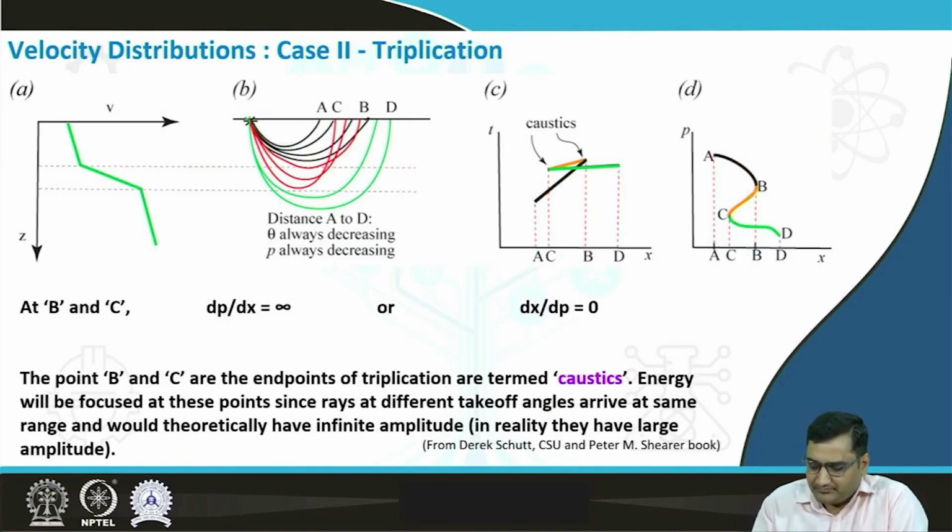So at points B and C, dp by dx will be infinity, or dx by dp will be equal to 0. The points B and C, the end points of the triplication, are termed caustics. Energy will be focused at these points, since rays at different takeoff angles arrive at the same range and would theoretically have infinite amplitude. In reality, they have large amplitude.